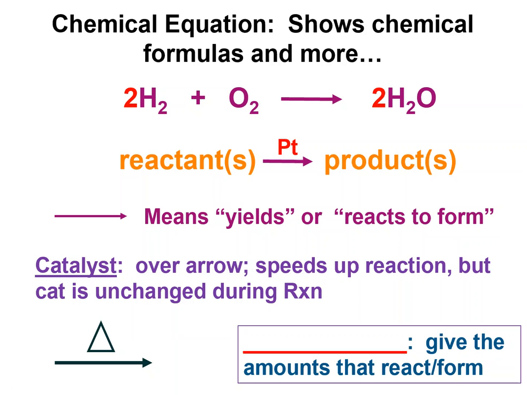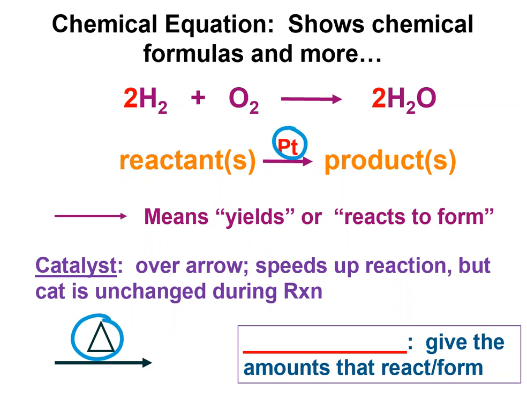So just basic stuff. Reactants are always before the arrow. Products are after the arrow. We can read the arrow as meaning yields or reacts to form. Also, this over the arrow is a catalyst. We can put a catalyst over or under the arrow. Sometimes we have several things there.